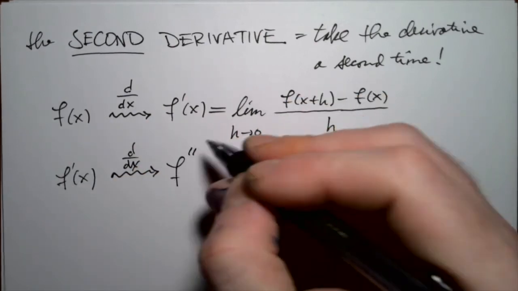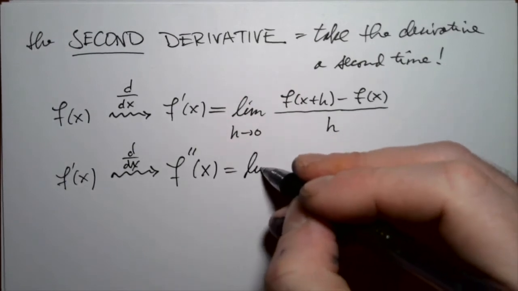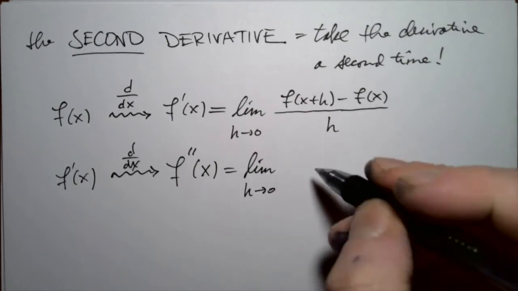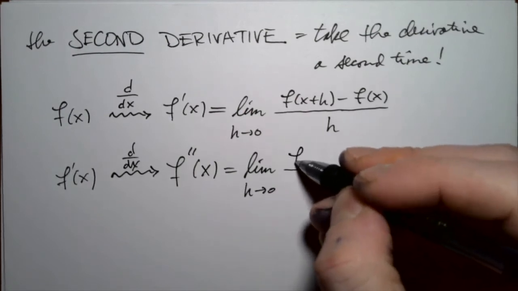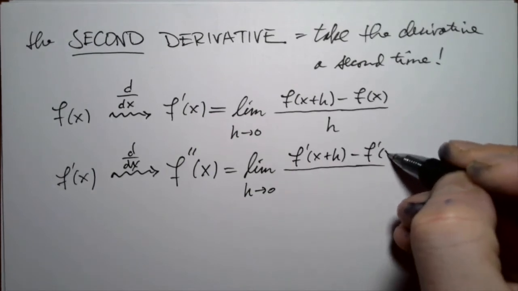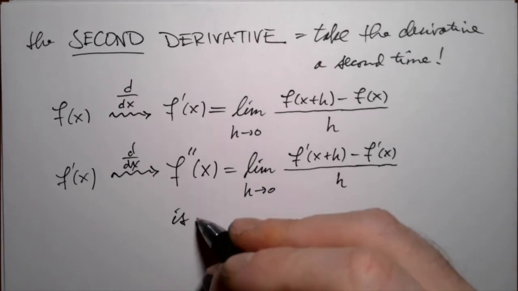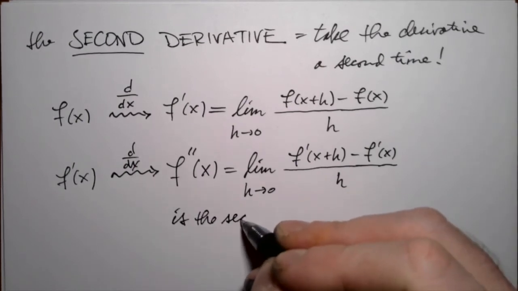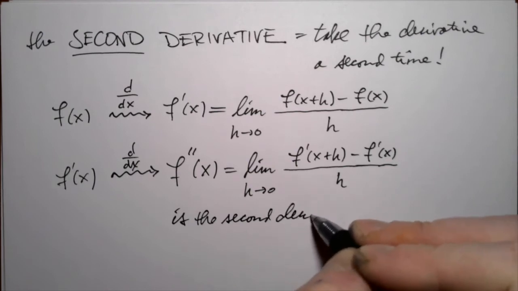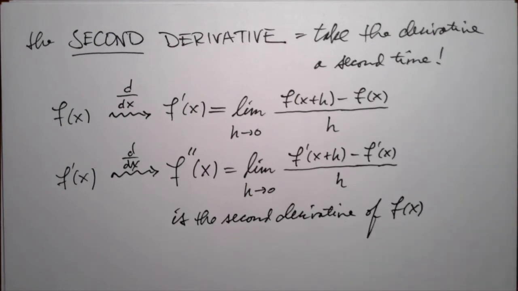We write that as f double prime, f prime prime. That is the second derivative. By definition, it's the derivative of the first derivative. So you just use the definition of the derivative, but with primes everywhere for your f. So this new function is the second derivative of the original function f. We say second because there's two primes there. We've taken the derivative twice.